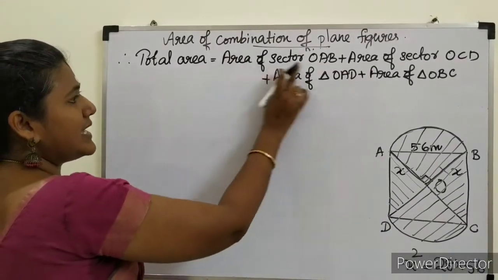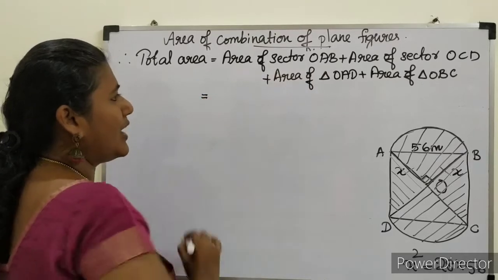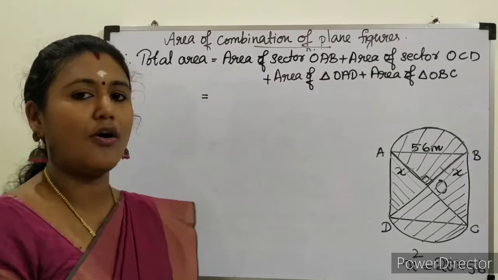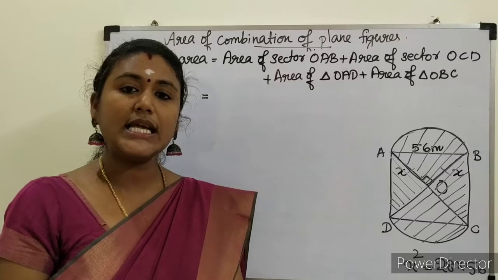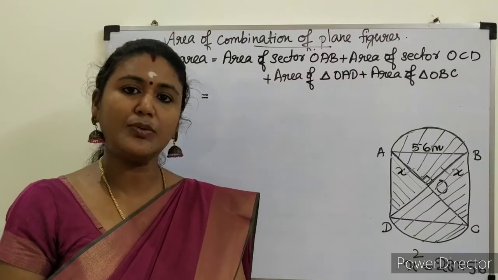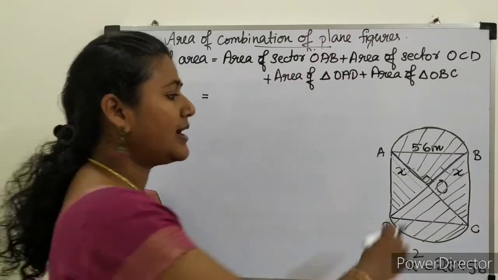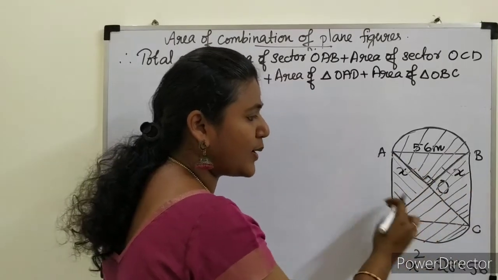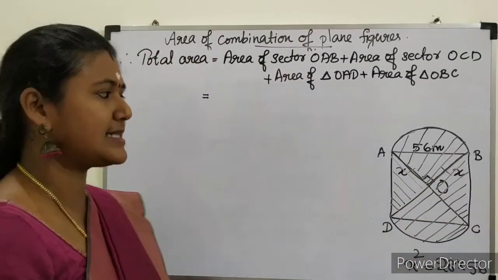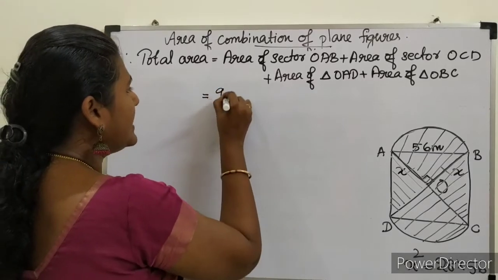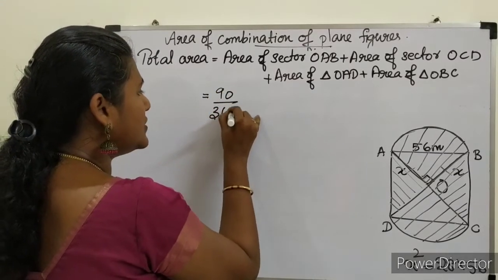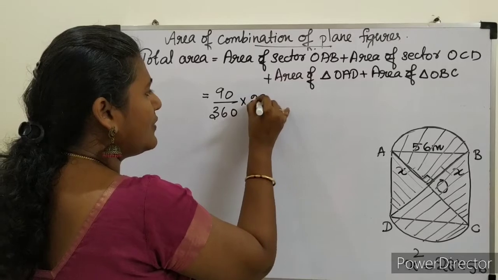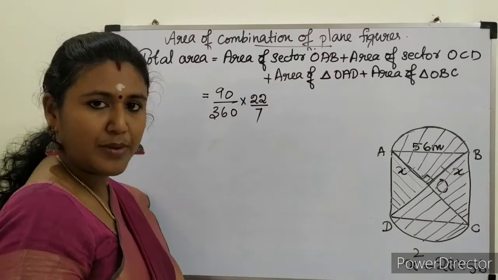So first, area of the sector. You have already studied the area of sector formula, theta by 360 into pi r square. Here the angle is 90 degrees because the diagonals are perpendicular bisectors. So 90 by 360 into pi. Pi value is given in the question as 22 by 7.